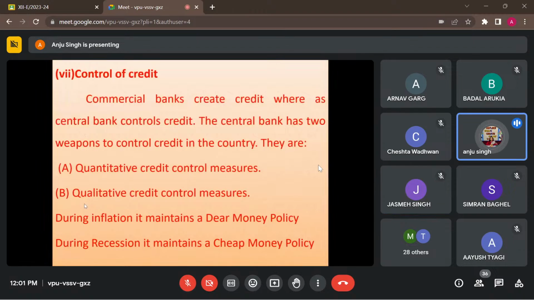Quantitative. Quantitative. So now all the tools that we have discussed till yesterday, bank rate, repo rate, reverse repo rate, reserve ratios, which mean your CRR, SLR, and open market operations, all of them are quantitative credit control measures because they regulate credit. One, I spoke about moral suasion.